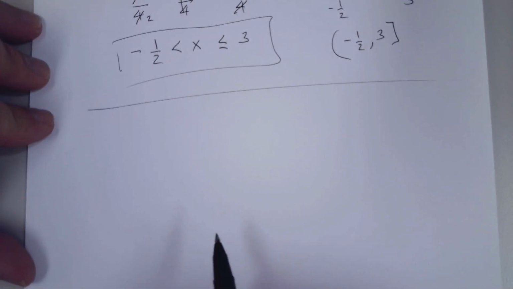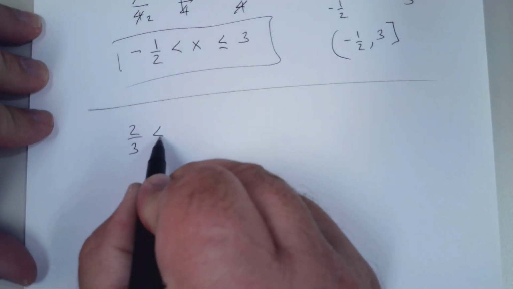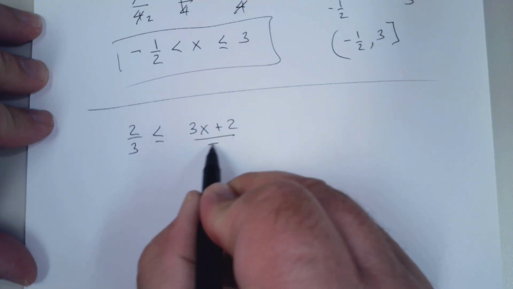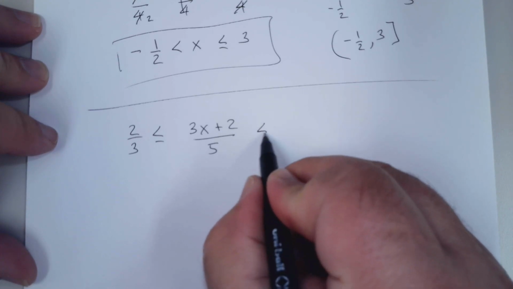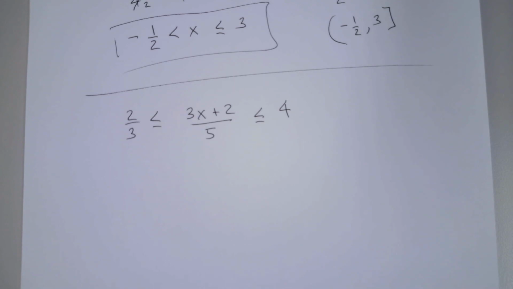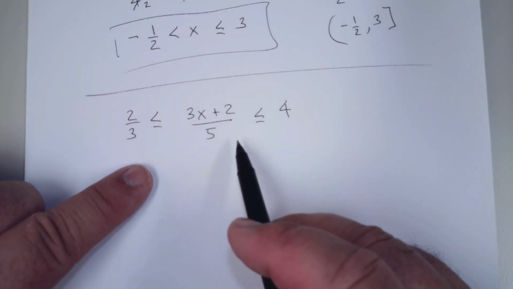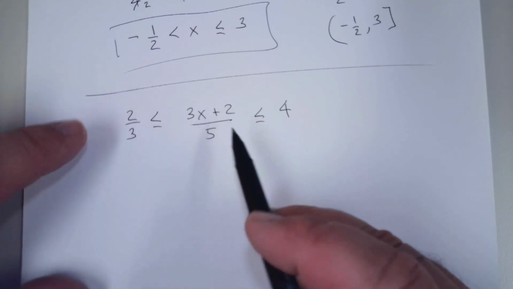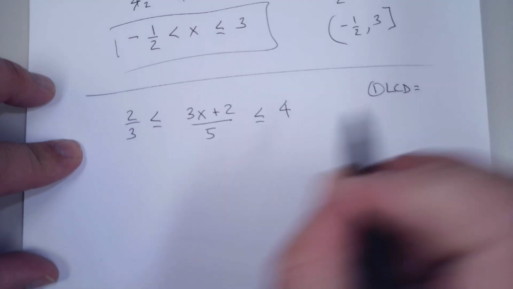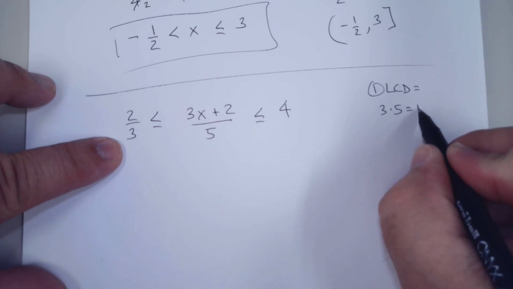Okay, let's look at another one. This time with fractions. 3 over 2 plus 5. Remember, treat the inequalities the same way you do an equal sign, which means you have to find the LCD first. The LCD of 3 and 5, 3 times 5 is 15.